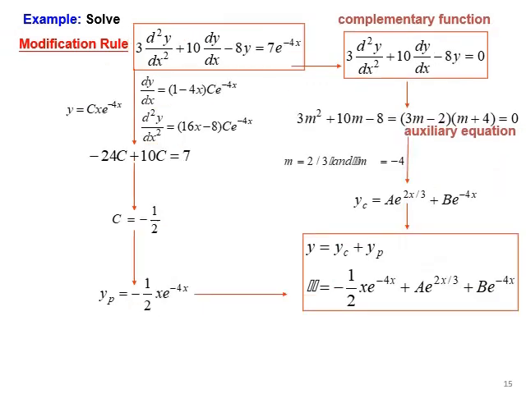Another example on modification rule. Here, this is my original equation. I will go back to the particular. Let me solve the homogeneous or complementary: 3m squared plus 10m minus 8. I solve it by factorization. I go to roots, real and different. I wrote here my answer.